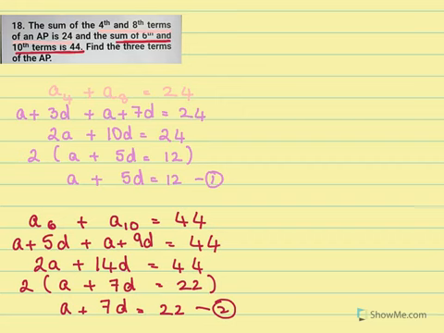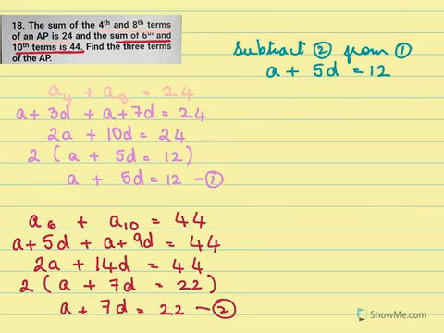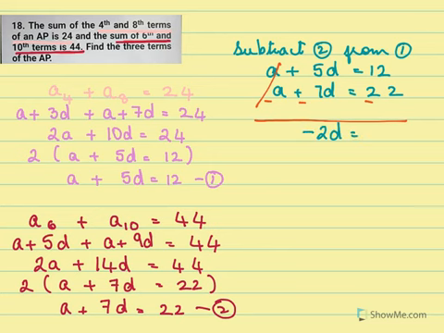This is equation 2. Now for the second part, I am going to subtract equation 2 from 1. So for that I will write a plus 5d equal to 12 and a plus 7d equal to 22. Now when I subtract, I change the sign, I cancel this out, and 5d minus 7d equal to minus 2d.